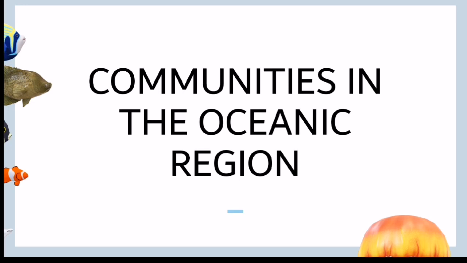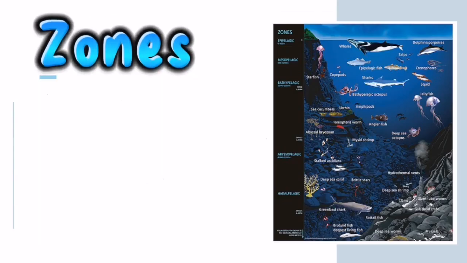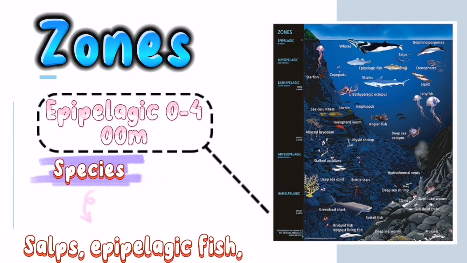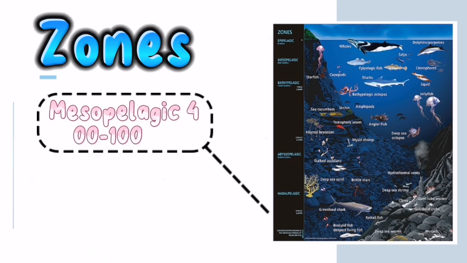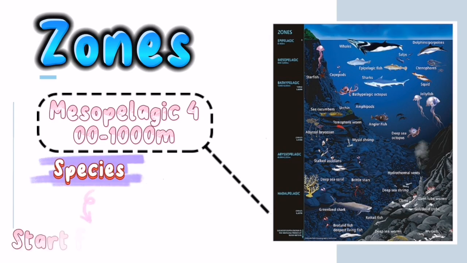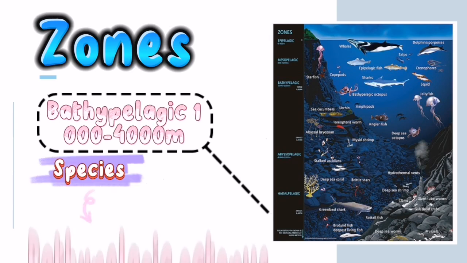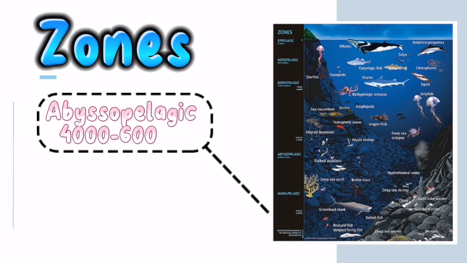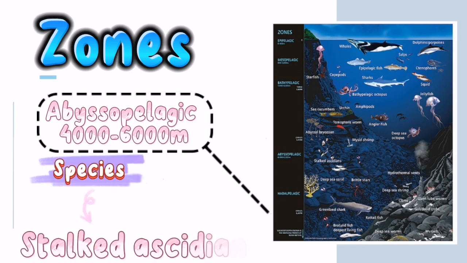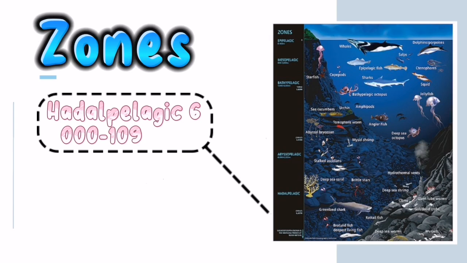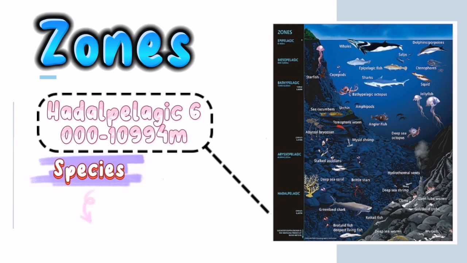Next topic, 7.3.2 communities in the oceanic regions. Zones: epipelagic, 0 to 400 meters; species: whales, dolphins, salps, epipelagic fish, and phylum. Mesopelagic, 400 meters to 1,000 meters; species: starfish, copepods, shark, and squid. Bathypelagic, 1,000 meters to 4,000 meters; species: bathypelagic octopus, jellyfish, sea cucumber, urchin, and so on. Abyssopelagic, 4,000 meters to 6,000 meters; species: stock oceans, deep sea coral, brittle star, hydrothermal vents, and so on. Hadopelagic, 6,000 meters to 10,994 meters; species: Greenland shark, clams, giant tube worms, and so on.